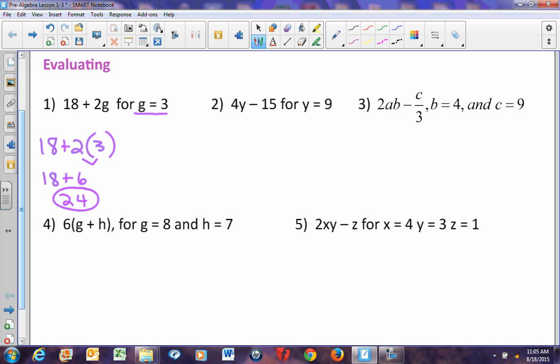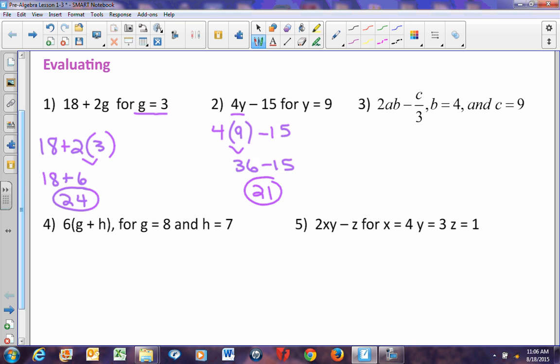So you plug in the number, do the mathematics according to the order of operations, and come up with your answer. That's called evaluating. Okay, number 2, 4y minus 15 for y equaling 9, which means every time I see a y, I will put a 9 in there. 4 next to the y implies multiplication, so it's 4 times 9 minus 15. 9 times 4 is 36. 36 minus 15 is 21.